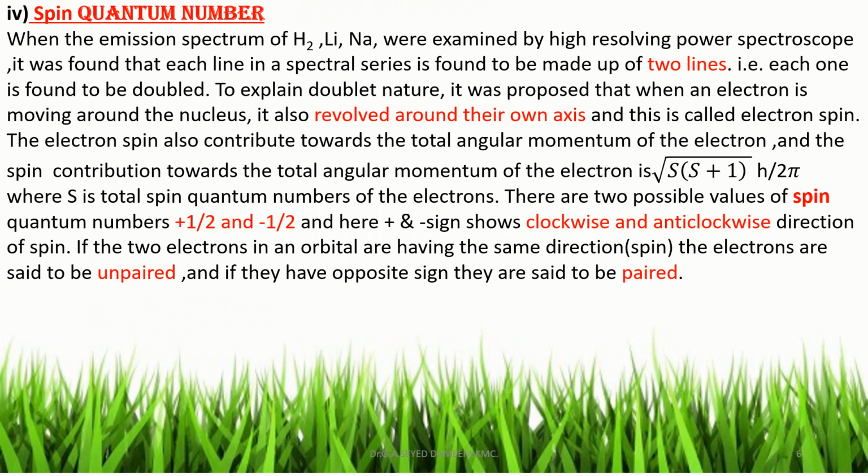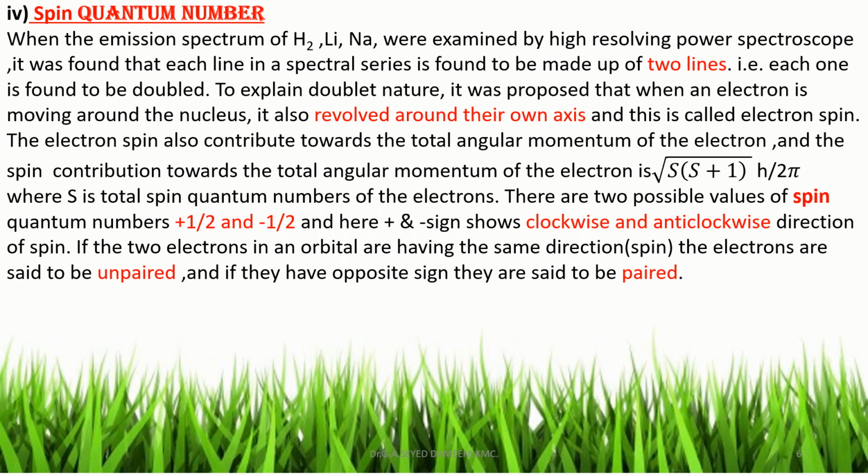The fourth quantum number, that is spin quantum number. When the emission spectrum of hydrogen, lithium, sodium were examined by high resolving power spectroscope, it was found that each line in a spectral series is made up of two lines. That is, each one is found to be doubled. To explain this doublet nature, it was proposed that when an electron is moving around the nucleus, it also revolves around its own axis, and this is called electron spin.